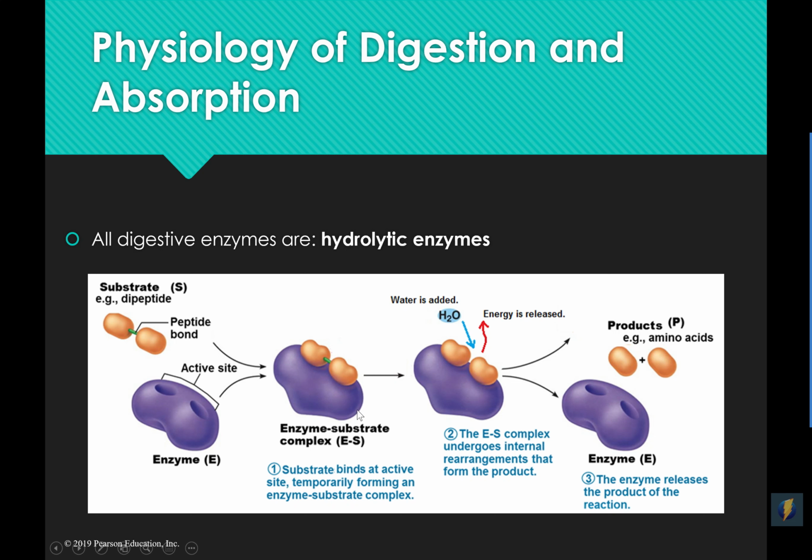The enzyme changes shape a little bit, makes it just the perfect place to add in some water, which then breaks the bonds between those amino acids. That releases some energy whenever we break bonds. The products are then released from the enzyme, and you can see the enzyme is back to its original shape, ready to do it all over again. So all of our food digesting enzymes are considered hydrolases, what we call hydrolytic enzymes, enzymes that use water to split larger substances into smaller substances.